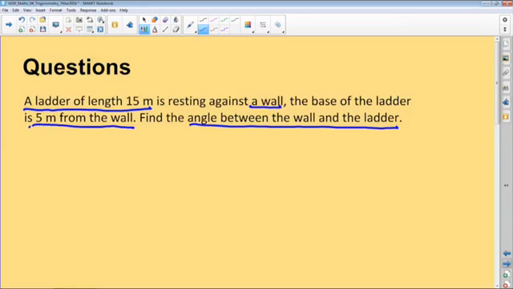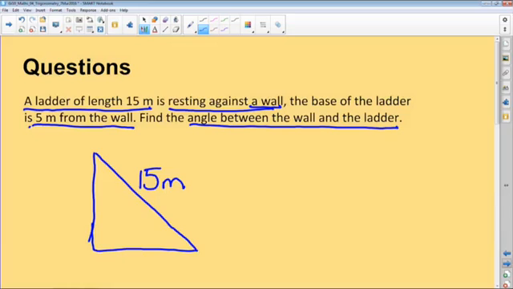Okay, so it talks about a ladder that's 15 meters in length. So I'll start by drawing the ladder, and I'm just going to label that it is 15 meters in length. And the reason I've drawn it at an angle is because it is resting against the wall. Oh, and my wall wasn't made very well, but oh well. Now the wall is obviously at a right angle to the floor, so I'll put that in. The base of the ladder is 5 meters from the wall, so that means where the ladder is based is over there, and that is 5 meters from the wall.